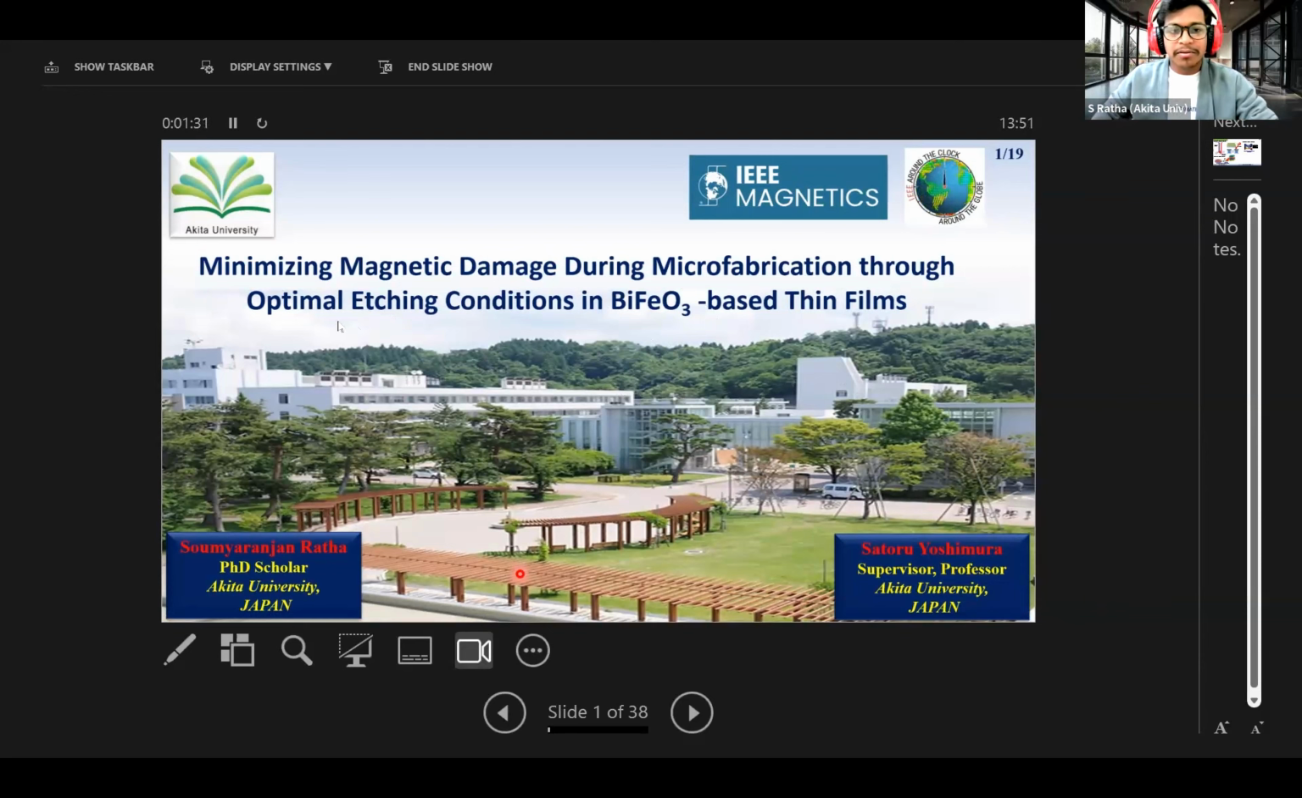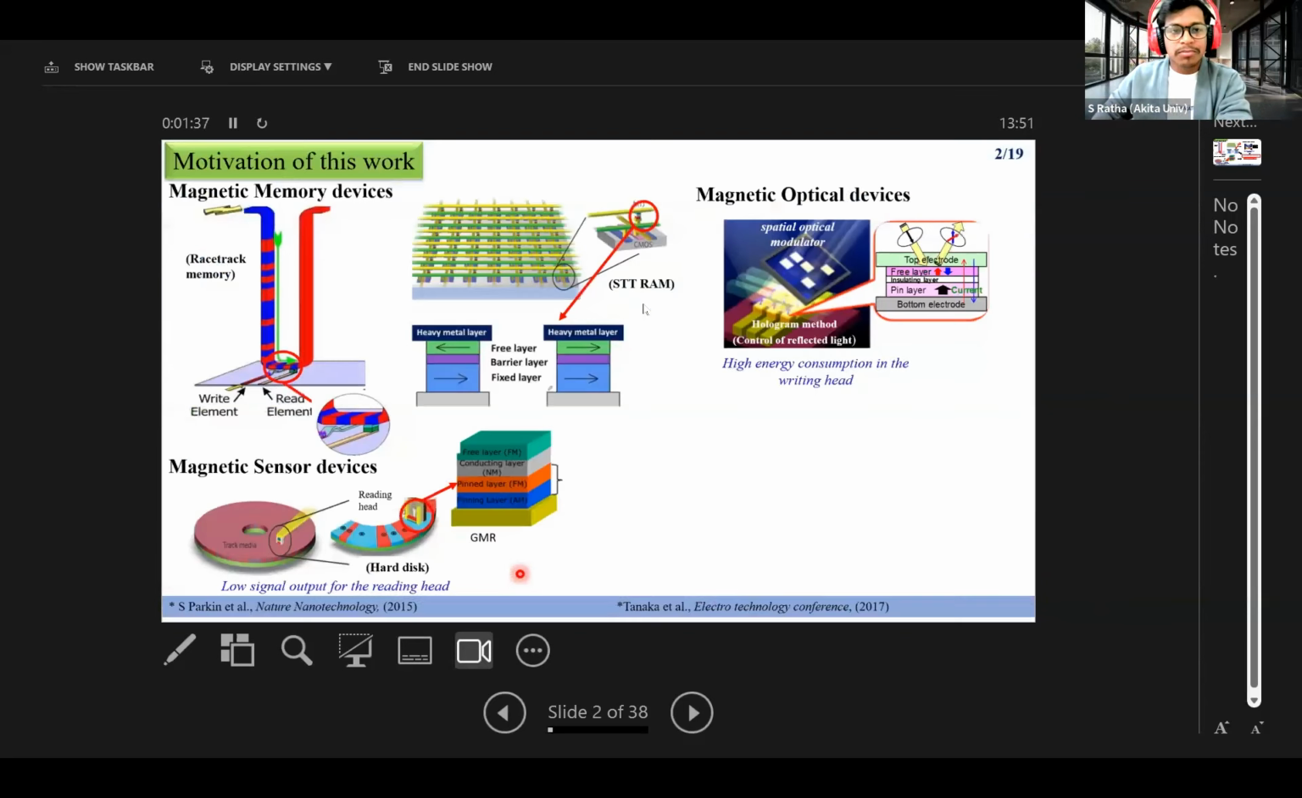So I'm going to talk about minimizing magnetic property in bismuth ferrite multiferroic thin films during microfabrication. Before going to the work, I would like to say about the motivation behind the work.